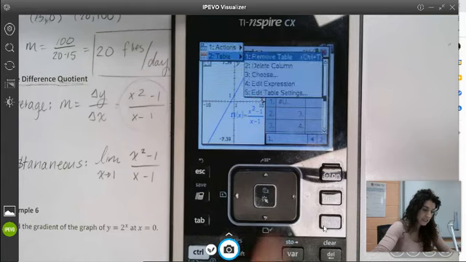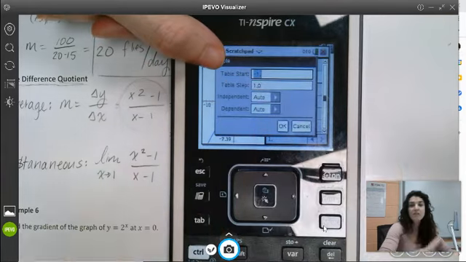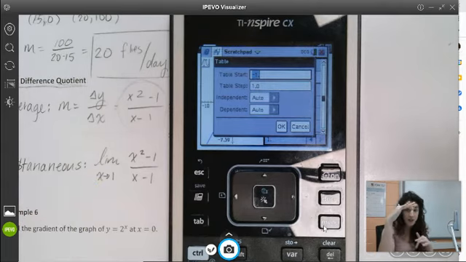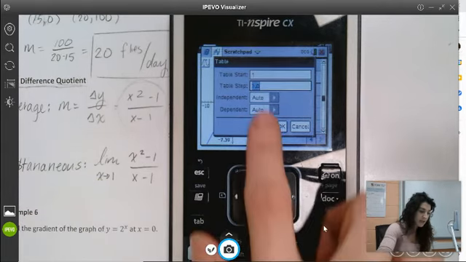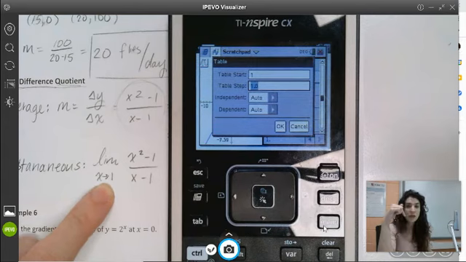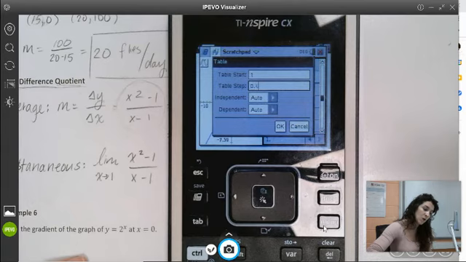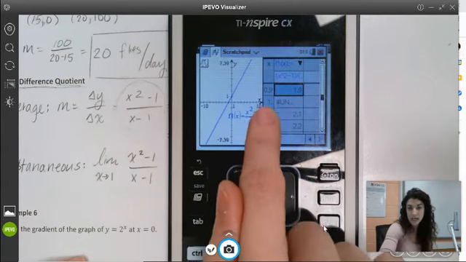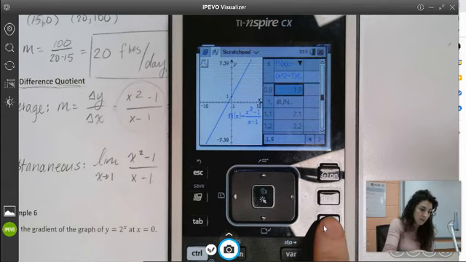So you can change your menu settings. If you go to menu, table, edit table settings, your table start, if I'm trying to focus on what's happening as x approaches 1, I want my table to be oriented around the x value of 1. So I plug in 1 there. Table setup, if I want to have numbers that are much closer, I could have a step of 0.1. And now notice that the numbers on this table are 0.9, 1, 1.1. So we're stepping by that 0.1 value.